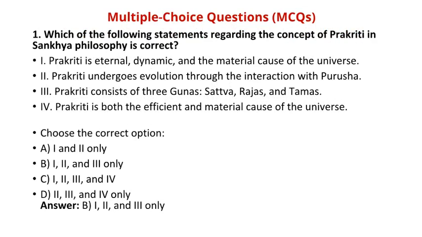Question 1 is, which of the following statements regarding the concept of Prakriti in Sankhya philosophy is correct? 1. Prakriti is eternal, dynamic, and the material cause of the universe. 2. Prakriti undergoes evolution through the interaction with Purusha. 3. Prakriti consists of three gunas, sattva, rajas, and tamas. 4. Prakriti is both the efficient and material cause of the universe.